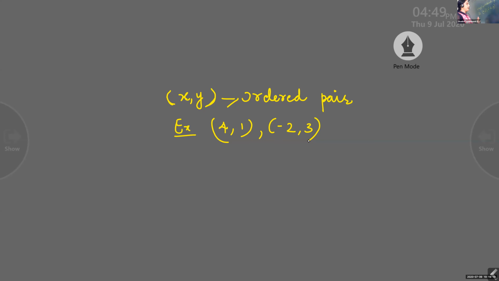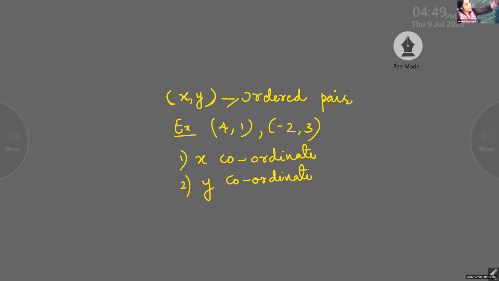Point (-2, 3). In this, X is the first one. The first one you are writing is the X coordinate. Okay, children? The X coordinate is the first point. And the Y coordinate will be written second. Y coordinate. Did you understand this? X coordinate and Y coordinate. Did you understand? Yes, ma'am.